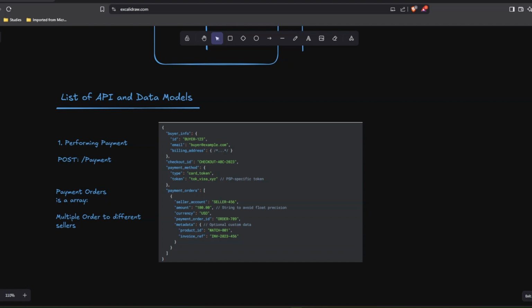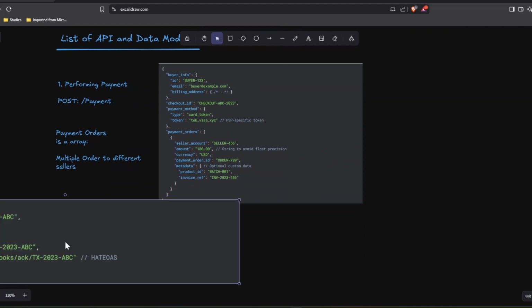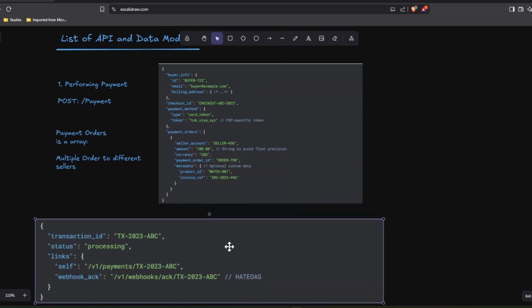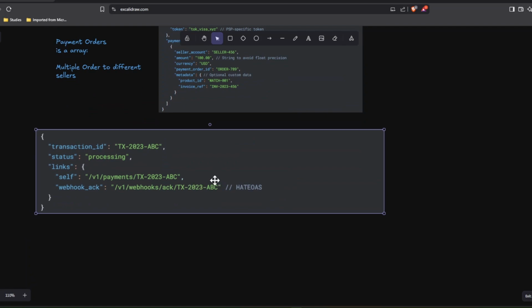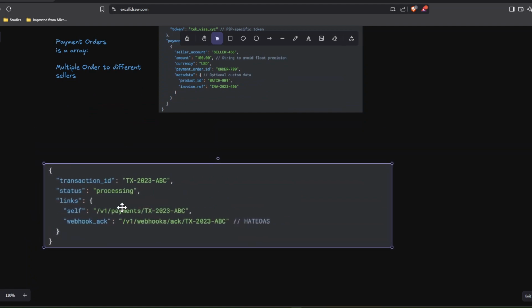Okay. And once it is successful, we are going to have a response like this. It will tell us the transaction ID, and the status will at first definitely be processing. How we come to the complete, pending or failed status, we will explore further. But this is what our response is going to be.